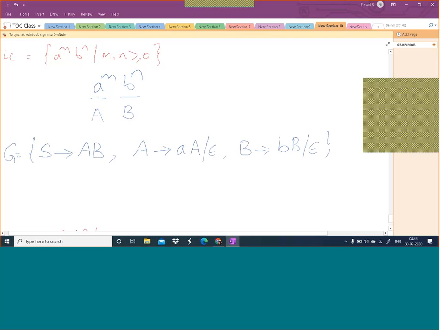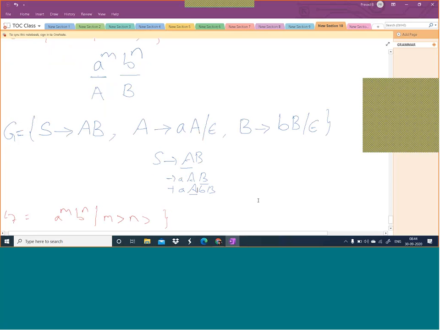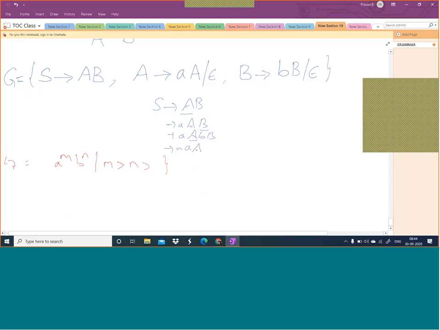Now look at this, whether it is correct or not. S derives AB. S is the start symbol. In A place we will take aA, and again aA. And suppose now in B place, I substitute the B production, bB. And then in A's place I will substitute aA. However we substitute, a's come first, then b's come. So this is the perfect grammar.